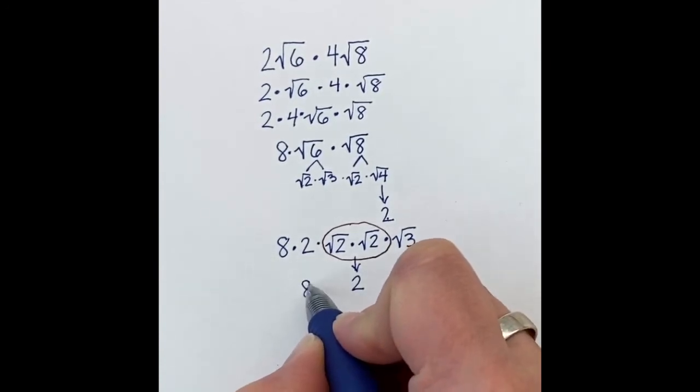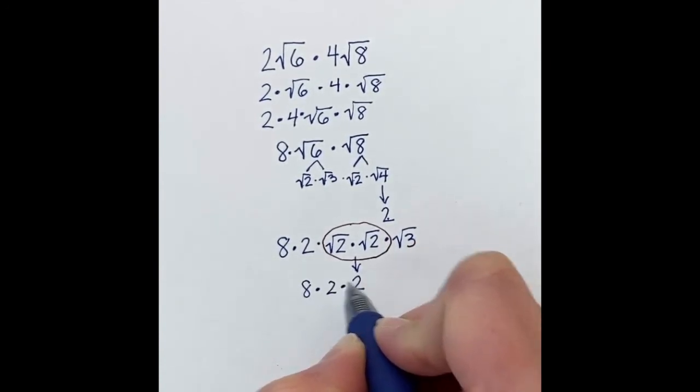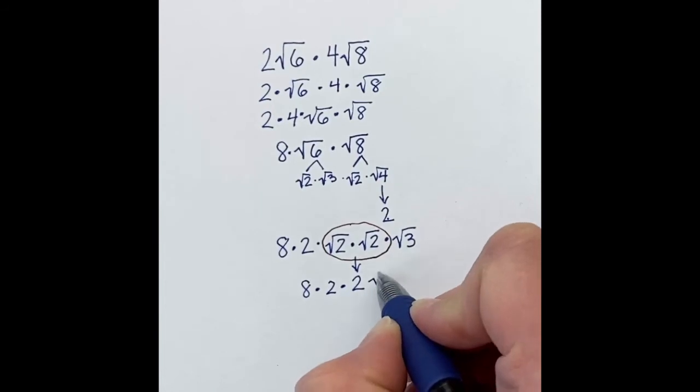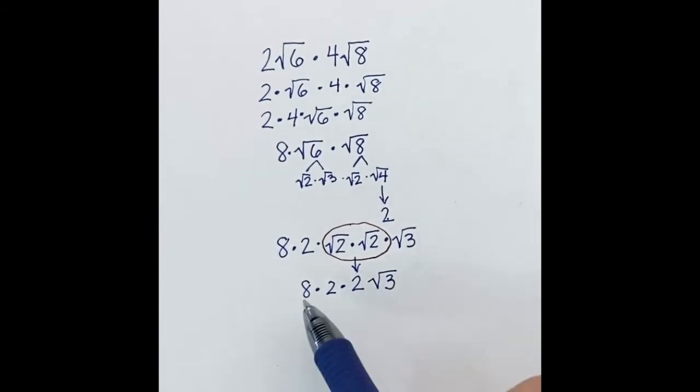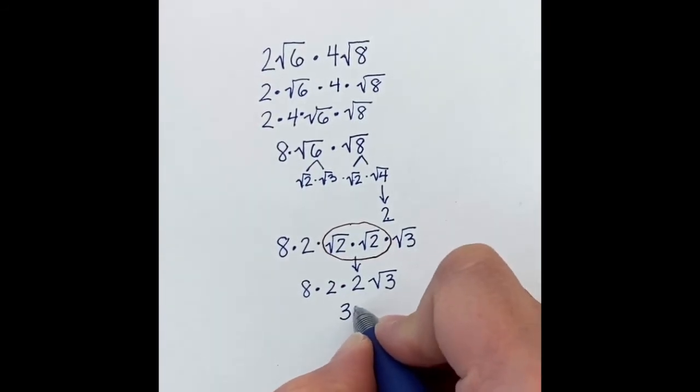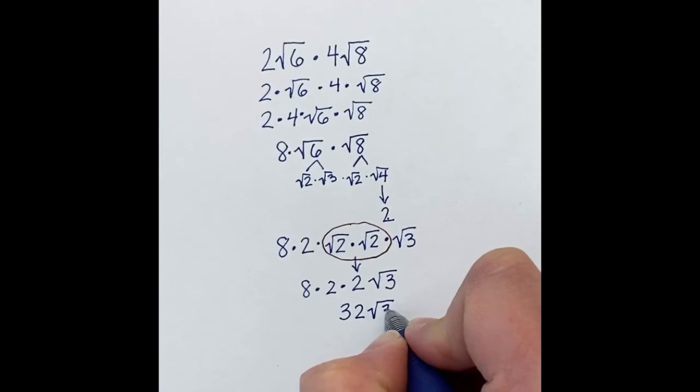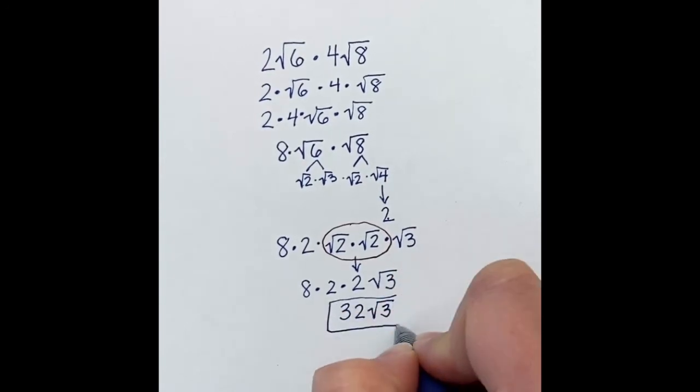So I've got 8 times 2 times 2. Don't forget about the radical 3. So 8 times 2 is 16. 16 times 2 is 32. Final answer is 32 radical 3.